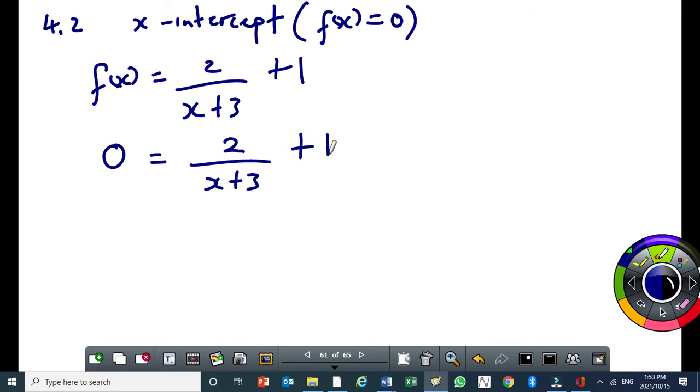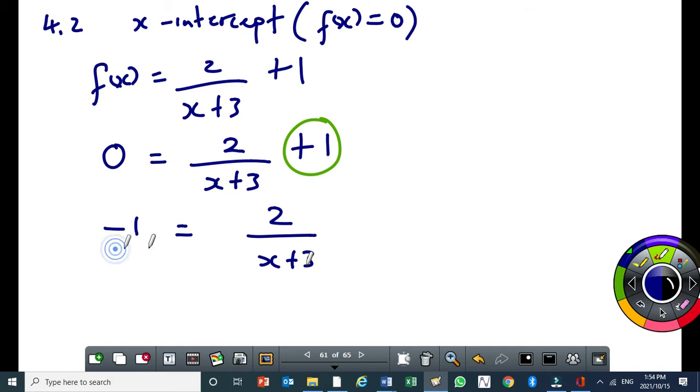Now, when you get to this point here, you should not get scared as to what to do next. You must take this constant here to the left-hand side. Don't do anything else. Take the constant to the left-hand side. Then it becomes negative 1. And this will be equal to 2 over x plus 3. Then be aware that the denominator of that minus 1 is a 1.